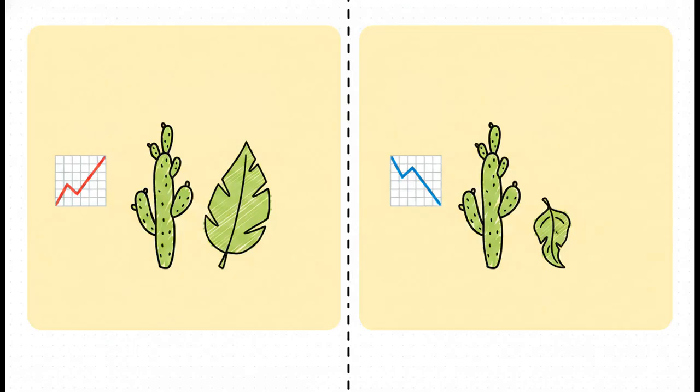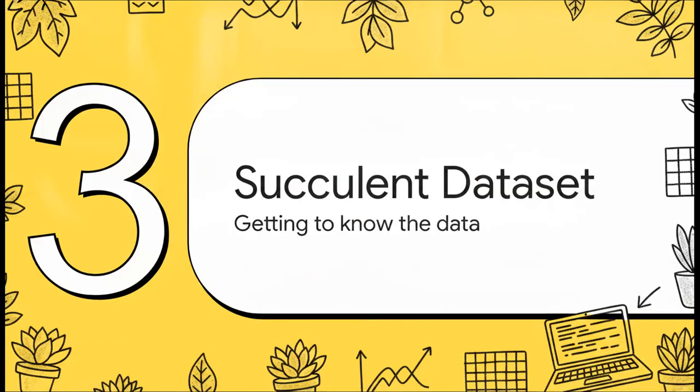So the crucial takeaway here is that a positive correlation means the 2 measurements grow together. Taller plant, larger leaves. On the flip side, a negative correlation means they move in opposite directions. One goes up while the other goes down. All right, Section 3, the succulent data set. Let's get to know our data structure.